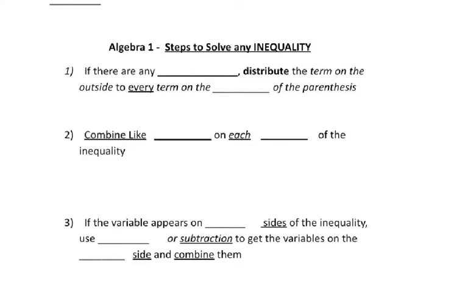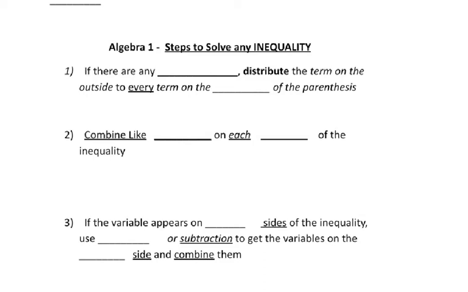Hello, everybody. Today we're going to talk about the steps to solve any inequality. You are going to follow basically the same steps that you would do for equations, but the only two additions would be: if you multiply or divide each side of the inequality by a negative number, you have to flip your inequality sign. Also, you have to graph your answer on a number line.